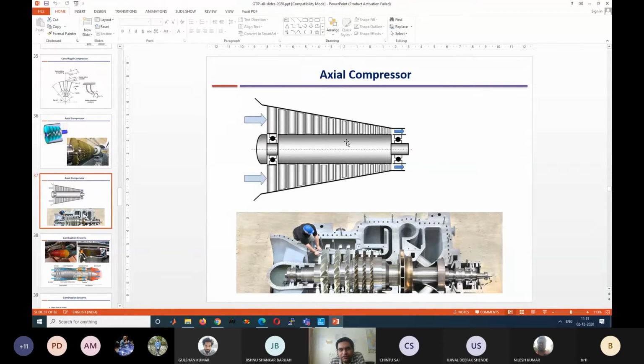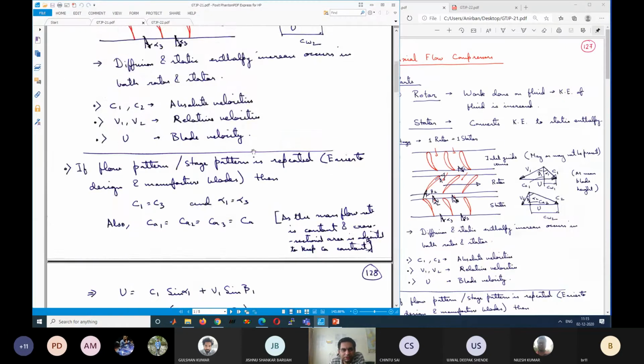Because density is increasing, you reduce the cross-sectional area. And there can be different designs for that cross-sectional area. Either you decrease the tip diameter, or you increase the root diameter, or you change both of them, so that the cross-sectional area is suitable.